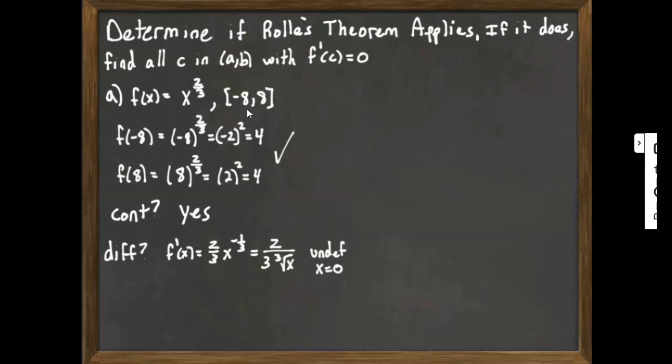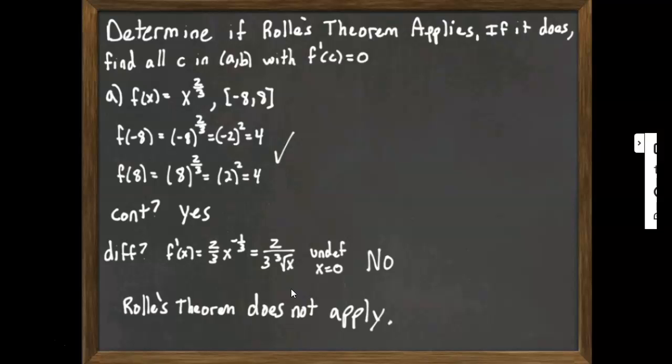It may turn out that there is a place. It actually doesn't in this problem, but it still could, and we have no guarantee of it happening. Rolle's theorem just guarantees it if those three conditions are met: f of a equals f of b, continuous, and differentiable. So since it's not differentiable, we're actually done with the problem. Rolle's theorem does not apply in this particular problem.